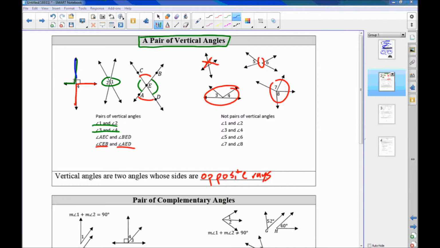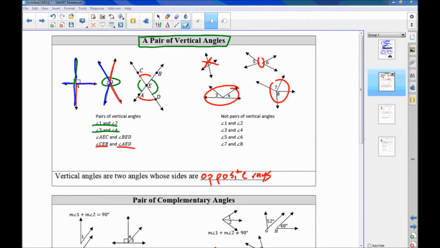So this green one side goes with this red one. They form opposite rays. They make a straight line. And this green one goes with that red one. They form opposite rays to make a straight line. Same thing here. This blue one from angle 2 combined with the red one from angle 1 make opposite rays. And this blue one from angle 2 combined with this red one from angle 1 make opposite rays. And you'll see the same thing in the third picture.